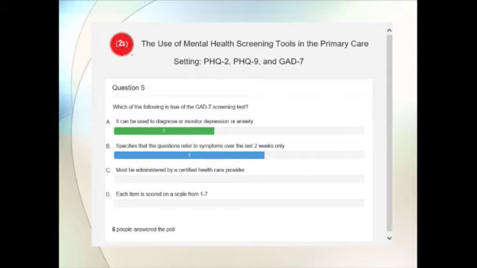And then question 5, which of the following is true regarding the GAD-7 screening test? It can be used to diagnose or monitor depression or anxiety. It specifies that the questions refer to symptoms over the last 2 weeks only. It must be administered by a certified healthcare provider. Each item is scored on a scale of 1 to 7.